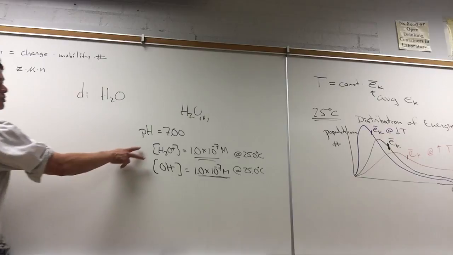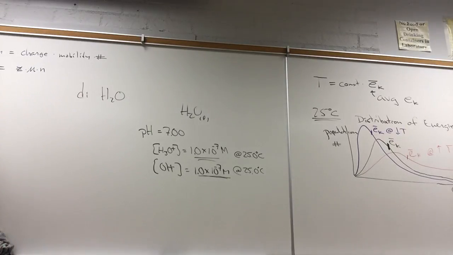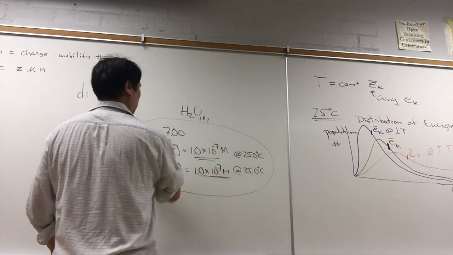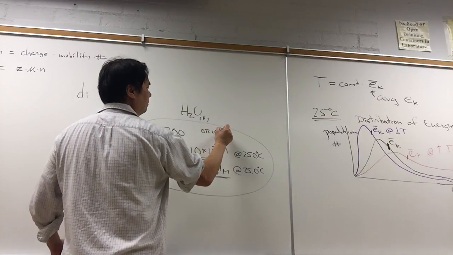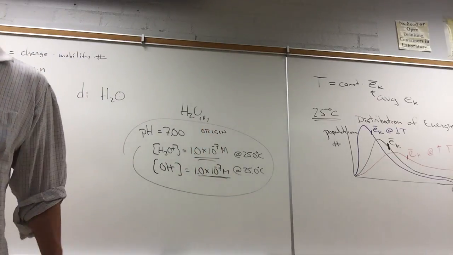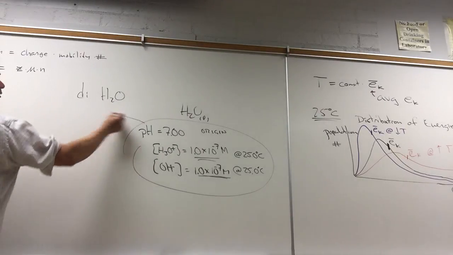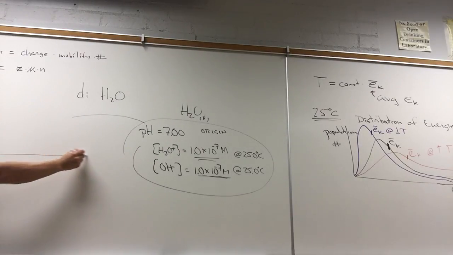pH 7 means that there's going to be hydronium and hydroxide, but where do the hydronium and hydroxide come from? Does anybody know where the hydronium and hydroxide come from in pure water? Where? And so the origin of this comes from this. Let's take a look at this.